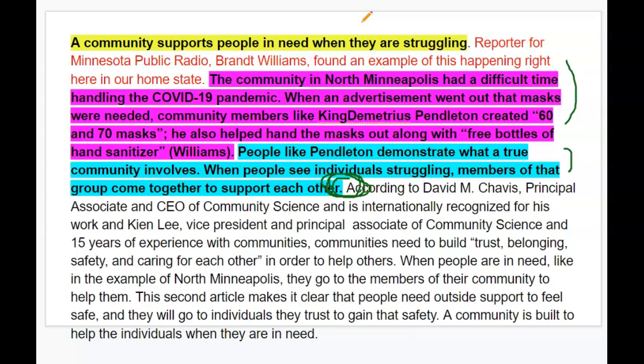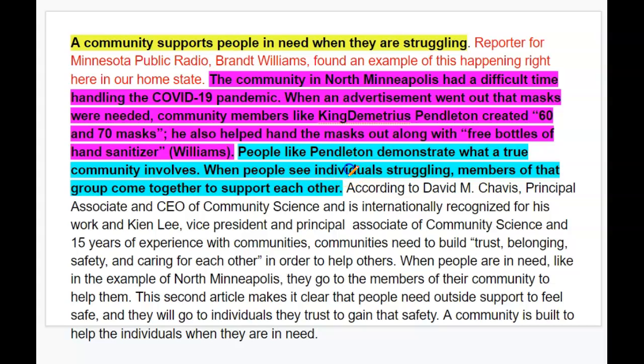You should have a transition, but take a look at what's going on in this paragraph. It just jumps right into the next piece of evidence. According to David M. Chavez, and so it starts to jump in, and there is no transition. It just says, oh, they need to come together and support each other. Boom, let's talk about this piece of evidence now.